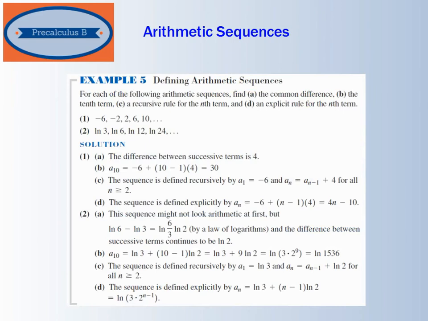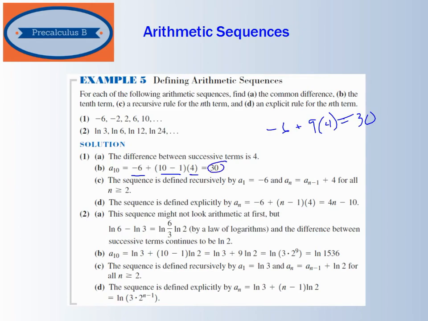If I want to determine the 10th term, if we remember, we take that first term, which was negative 6, and we add n minus 1, so 10 minus 1, times the common difference. So it's negative 6 plus 9 times 4, which would give us positive 30. So that's where the 30 comes from for the 10th term.